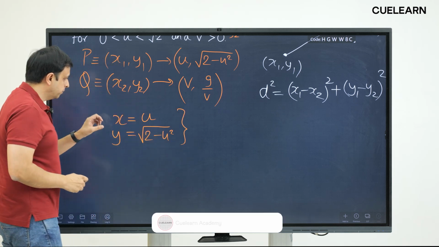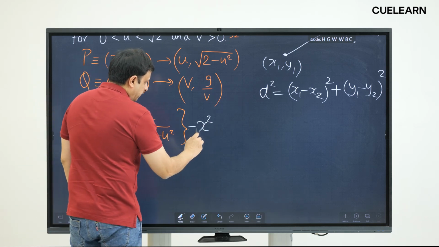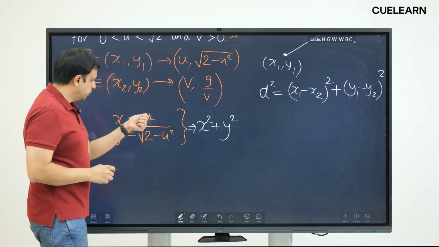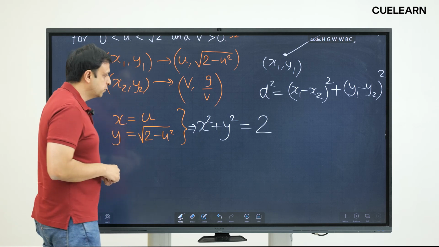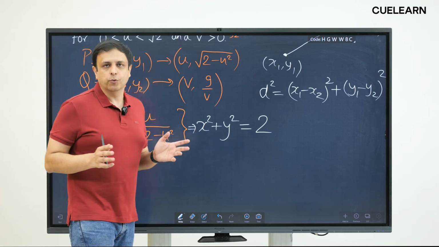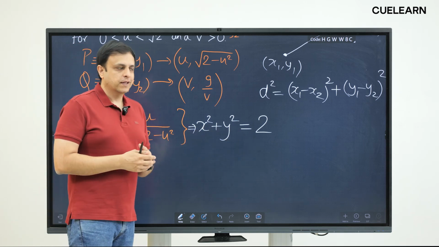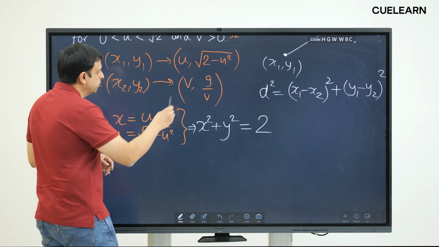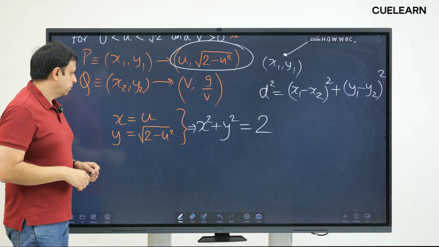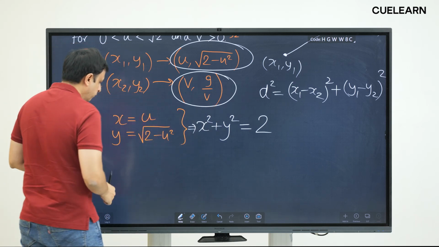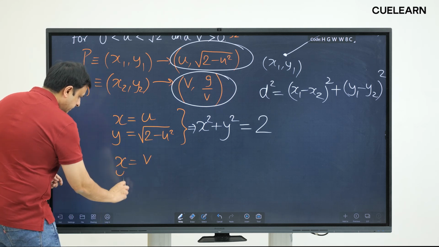And from here, if you square x and square y and add them, so x square plus y square will be equal to u square plus 2 minus u square, which is equal to 2. And that we immediately know is the equation of a circle centered at the origin with a radius of root 2. And therefore, this point u comma root of 2 minus u square actually lies on a circle centered at the origin with radius root 2. What about this one? V comma 9 by v. So, the x coordinate here is v and the y coordinate here is 9 by v.